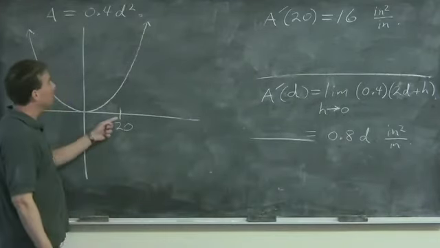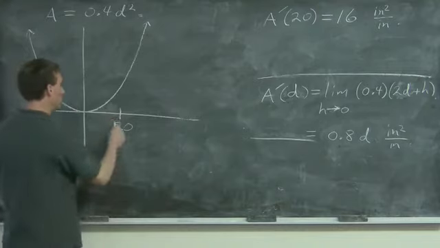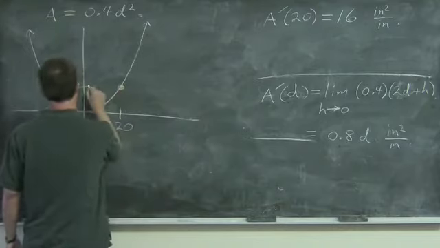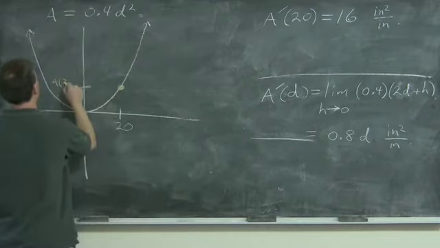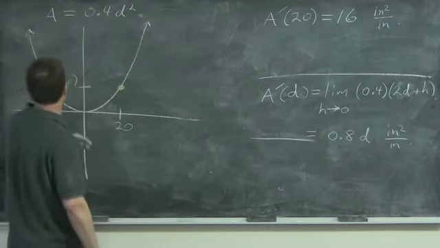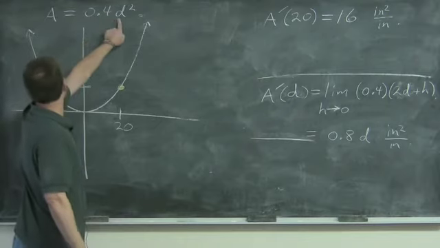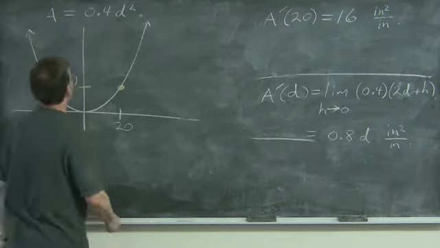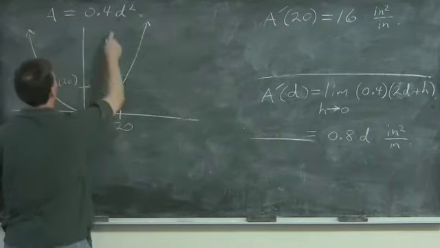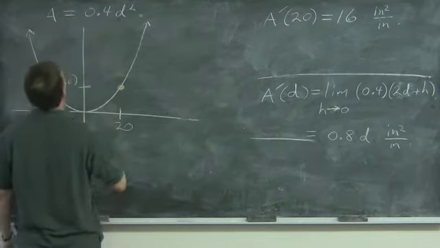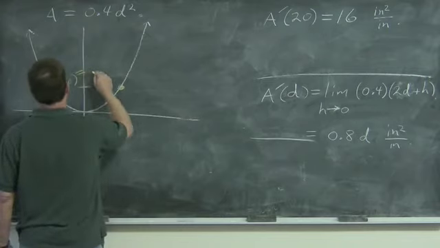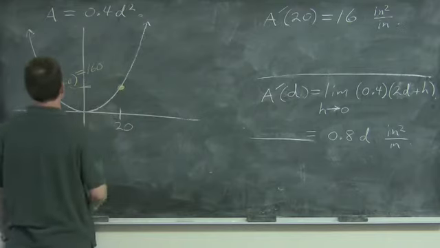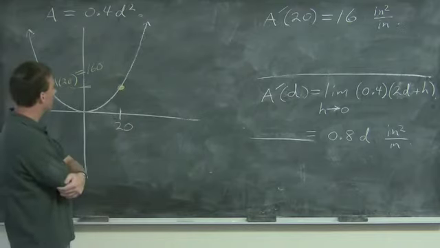So here I am at d equals 20, and the corresponding point on the graph is here. So this is supposed to be a at 20. You square 20, you get 400, 400 times that, yes, 160. So that's supposed to represent 160.